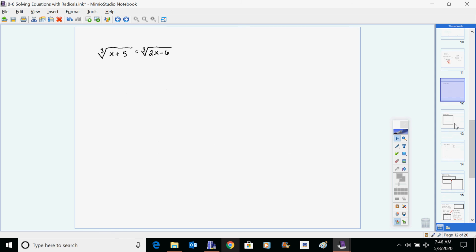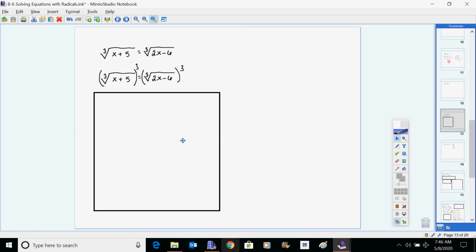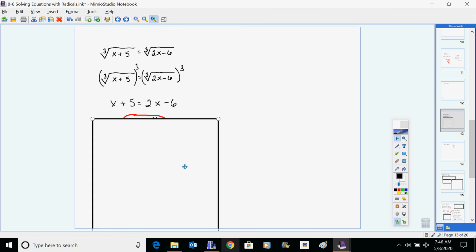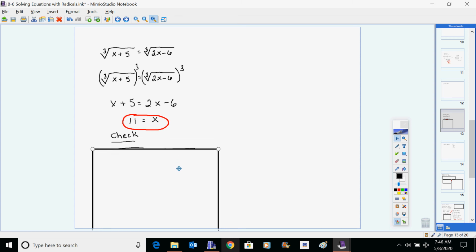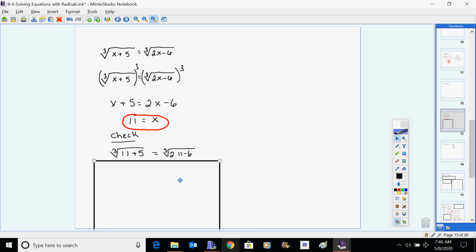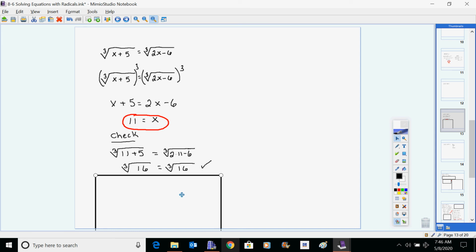Cubing also can work. Okay, if you have a cube root, you cube to get rid of it. And so I cube both sides. And I have this. I can take away x from both sides, and then I can add 6 to both sides, and I get x equals 11. I plug it back into the original equation so that I have x, the cube root of 16 equals the cube root of 16. I don't need to simplify further than here.